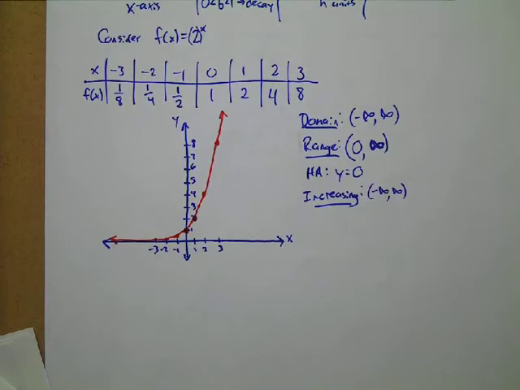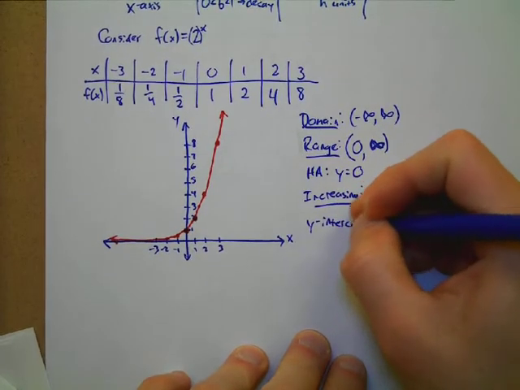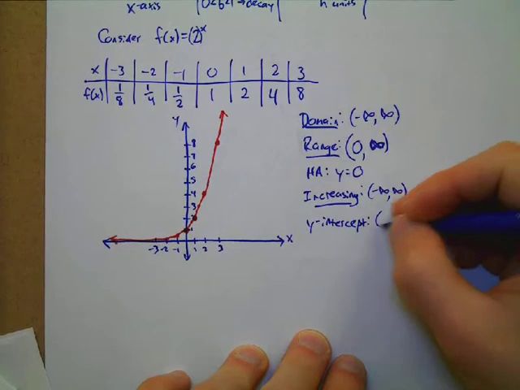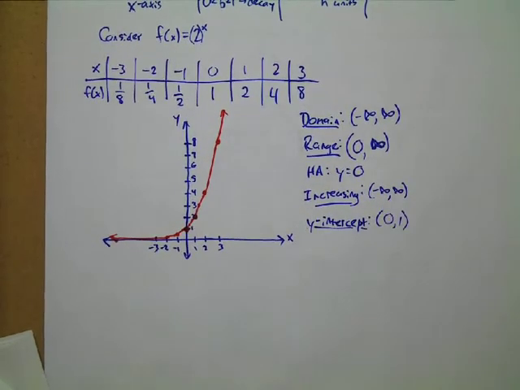All right, one other thing here that I want to identify real quick. What is the y-intercept? Yes, it's at 1. (0, 1) specifically. What about the x-intercept? Trick question. There isn't one. That's right. Very good.